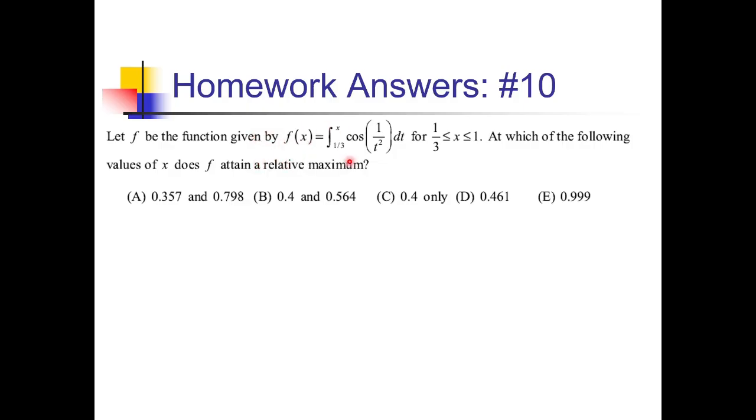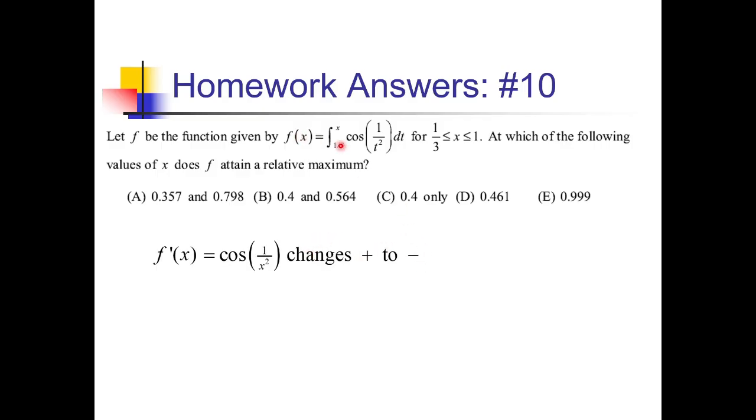Well, what is f prime? F prime is the derivative of all this integral stuff. Now, since we're taking the derivative of an integral with an upper limit of x, we essentially are just plugging in this upper limit for the variable here, the t squared. And there's no real chain rule here because x, the derivative of x, is just 1. So this is just going to be cosine of 1 over x squared. That's it for that f prime. But now we need to figure out where this changes from positive to negative.